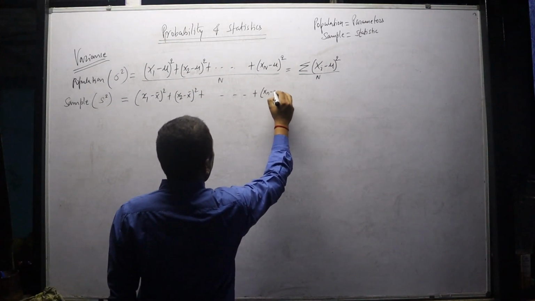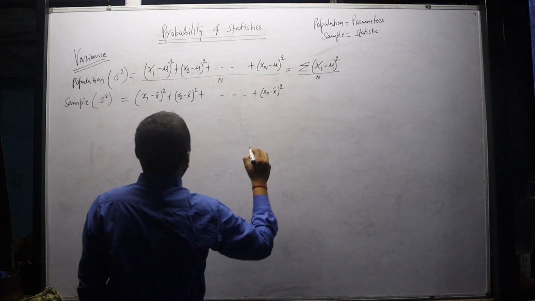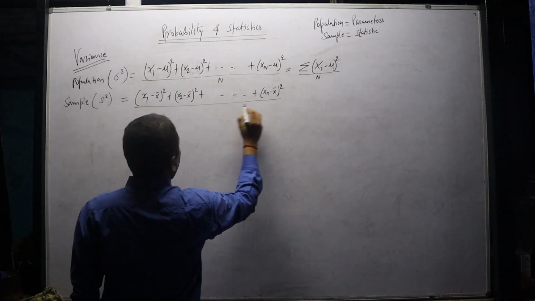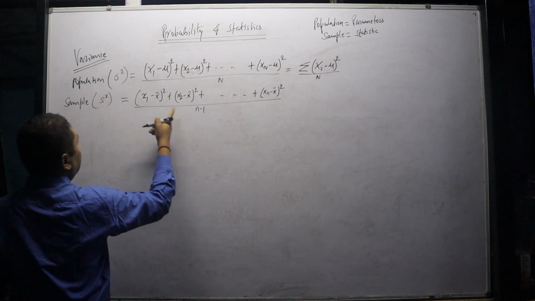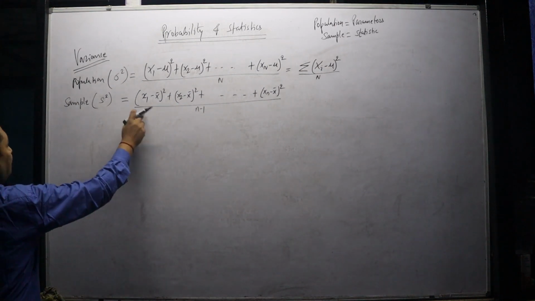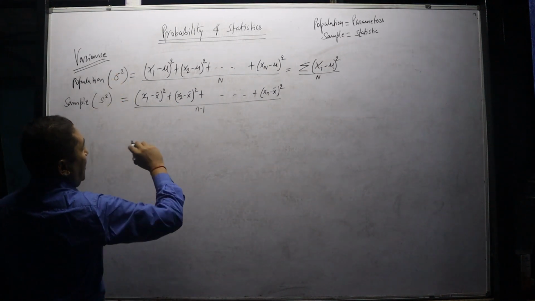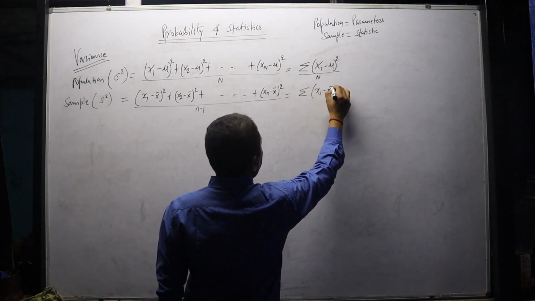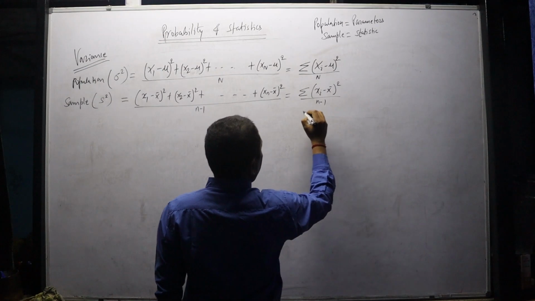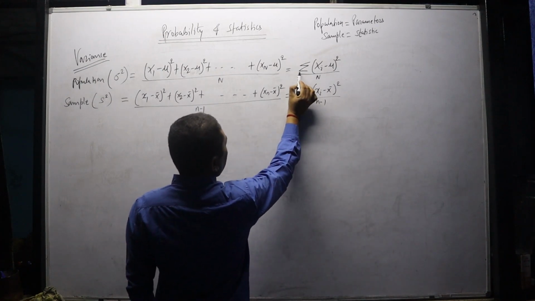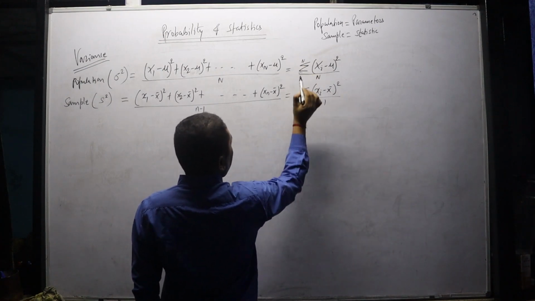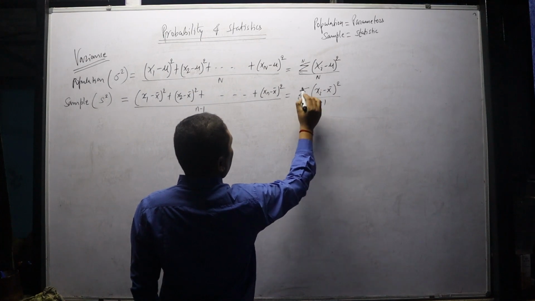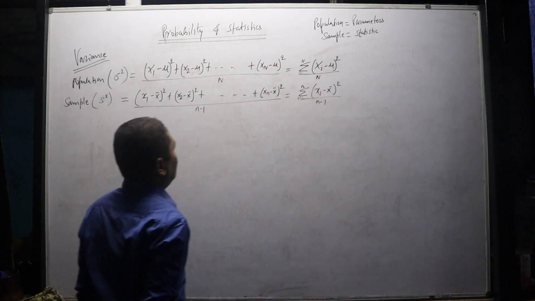So it is xn minus x bar, whole square, and the only difference is that we divide it by n minus 1, because this gives us an unbiased estimate of the true population variance. In sigma notation, we write it as the summation of xi minus x bar, whole square, divided by n minus 1. Here, i goes from 1 to n for the population, and for the sample, i goes from 1 to the sample size n.